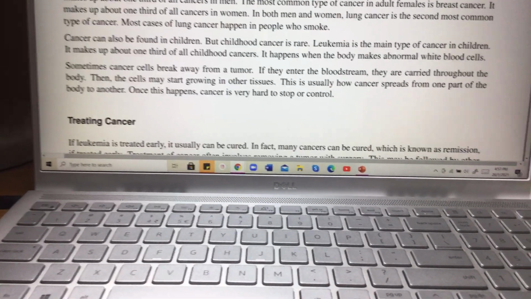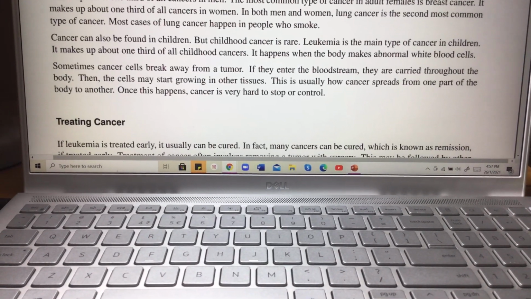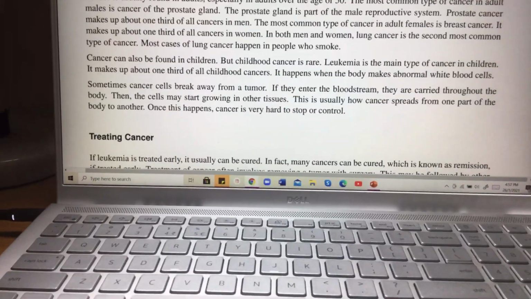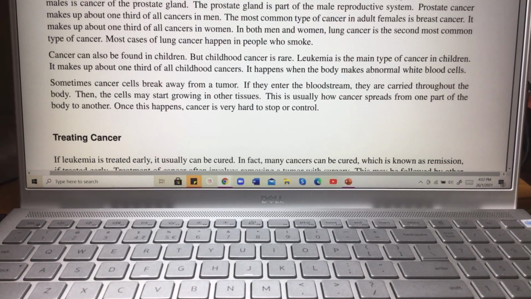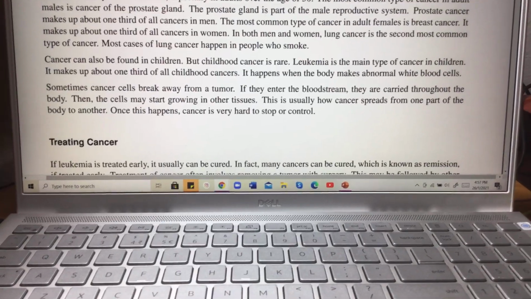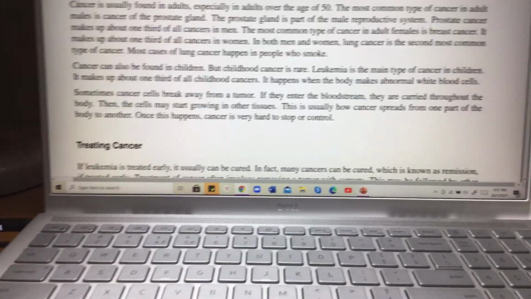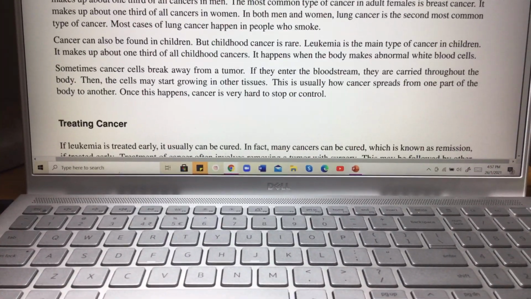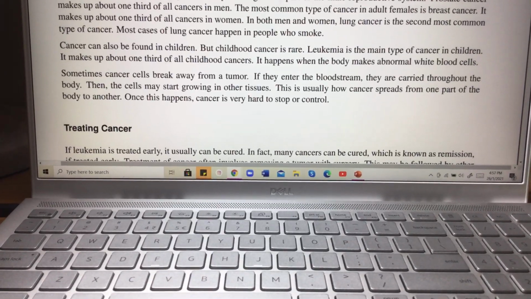Sometimes cancer cells can break away from a tumor. If they enter the bloodstream, they're carried throughout the body. Then the cells may start growing in other tissues. This is usually how cancer spreads from one part of the body to another. Once this happens, cancer is very hard to stop or control.